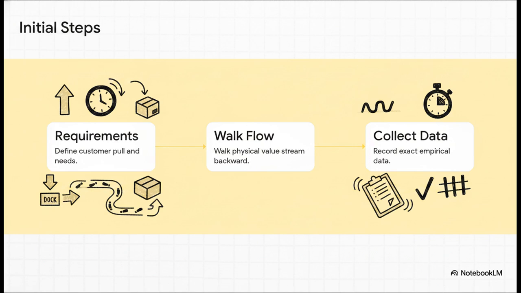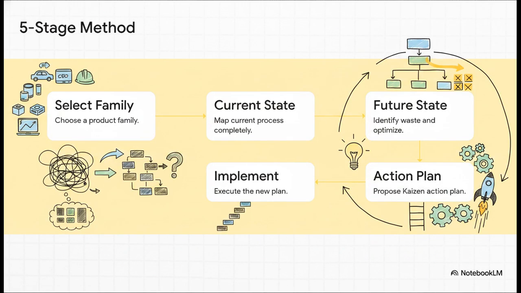And finally, step 3, collect empirical data. No guessing allowed here. You record exact cycle times and physically count your intermediate work in progress by literally observing it on site. All of this feeds right into the famous 5-stage process popularized by Rother and Shook. Here's how it goes. First, you select a specific product family or project type to tackle. Second, using that hard empirical data we just grabbed, you draw up your current state map. This shows the process exactly as it is today, the good, the bad, and the ugly.